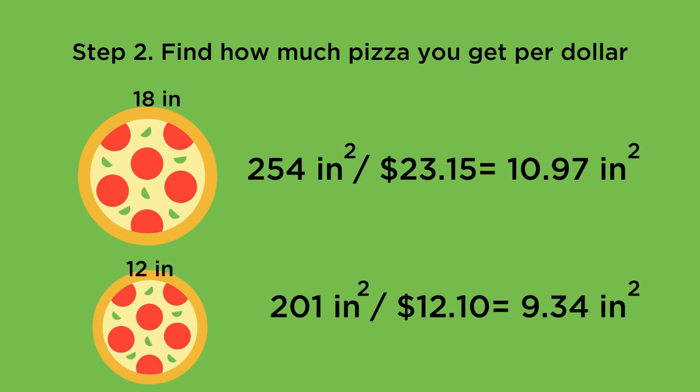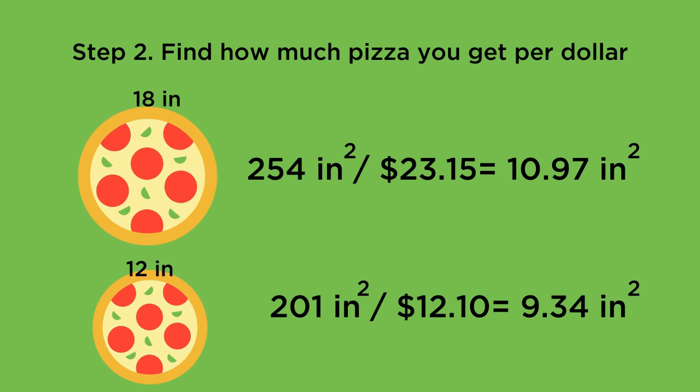So for step 2, you need to find out how much pizza you get per dollar. In an extra large 18-inch pizza, you get 254 square inches of pizza. And now you need to divide that by how much it costs, which is $23.15, which would give you 10.97 square inches of pizza per $1 you spend. In a 12-inch pizza, you would get 201 square inches of pizza, and you divide that by $12.10, its cost, and you'd get 9.34 square inches of pizza per dollar.